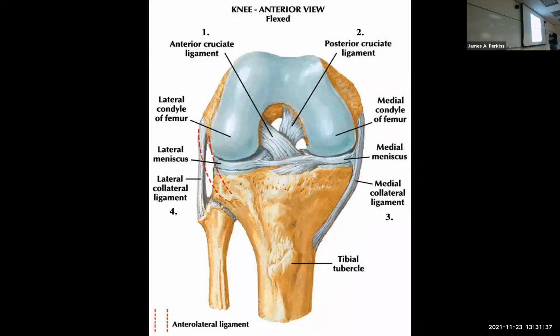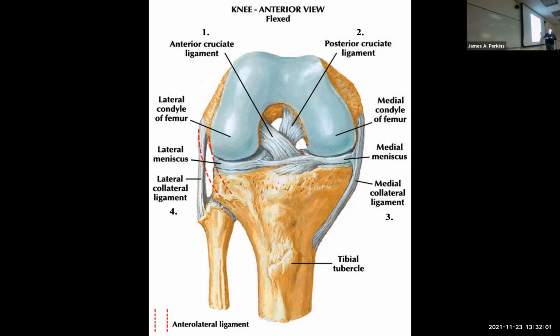So in the middle of the knee joint are a pair of cruciate ligaments. And cruciate comes from the Latin or Greek root for cross, as in crucifixion or crucifix. And it refers to the fact that the two ligaments cross one another like an X in the center of the knee joint.